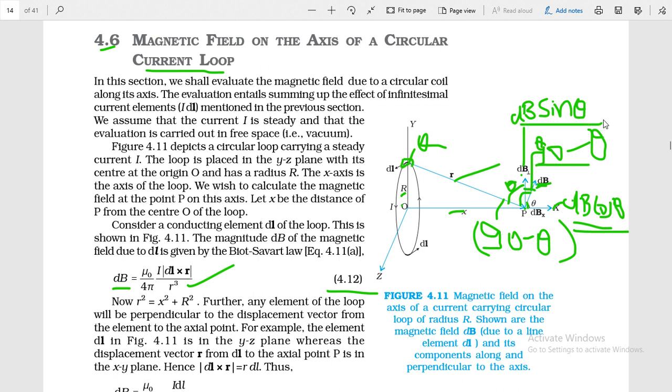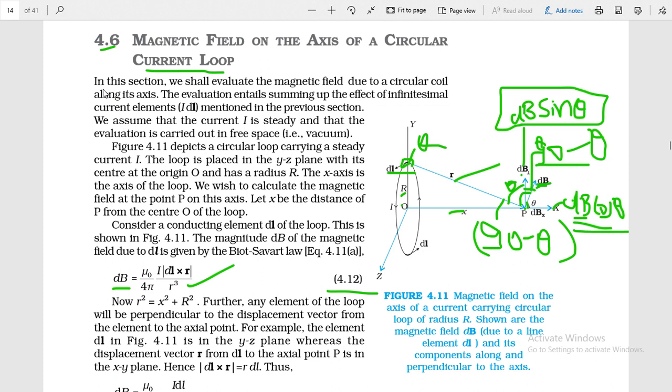So this perpendicular component plays no role in the magnetic field at point P, whereas along the x-axis the magnetic field due to all the elements is in the same direction, so along the x-axis the net magnetic field will be given by the integration of dB cos theta, where dB is the magnetic field produced by a very small element dl.